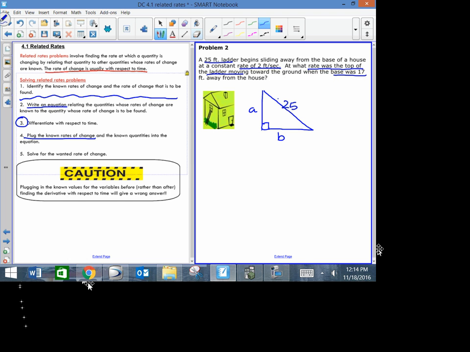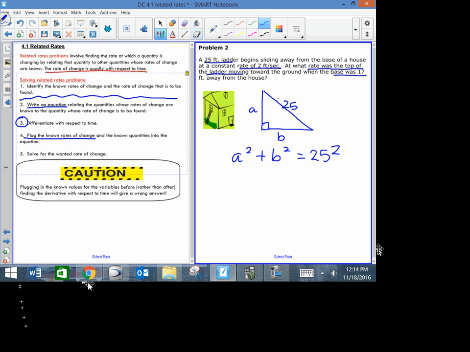The hard part is figuring out the relationship between A, B, and 25. What's the relationship between these? That's it, Emma. Pythagorean theorem. I know you heard Emma, and I totally ignored her.